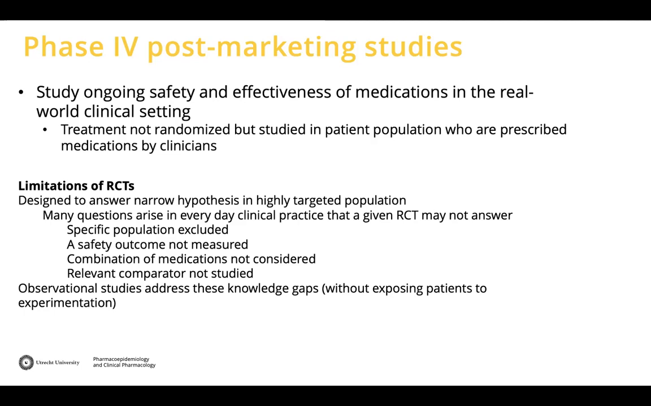So that's why it's really important to continue monitoring the safety of the medication after it's been approved for use in the market. So again, we want to continue to monitor the safety of medications once they're out on the market, due to some of these limitations of randomized controlled trials. So, randomized controlled trials are designed to answer a very narrow hypothesis in a very small patient population. And there are lots of questions that arise in everyday clinical practice that an RCT might not answer for a clinician when they're trying to make a prescribing decision in the real world clinical setting.